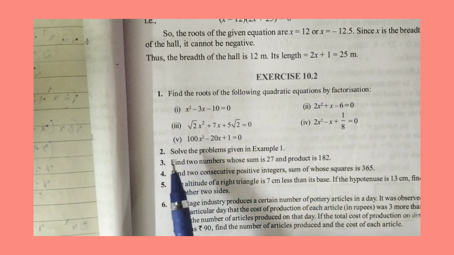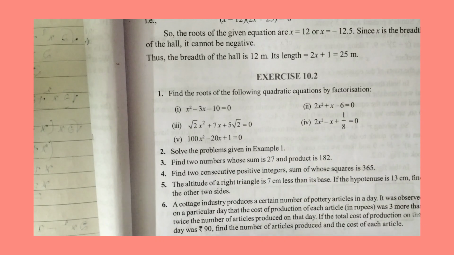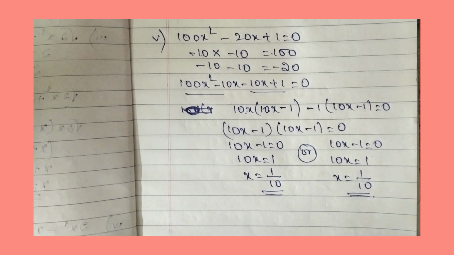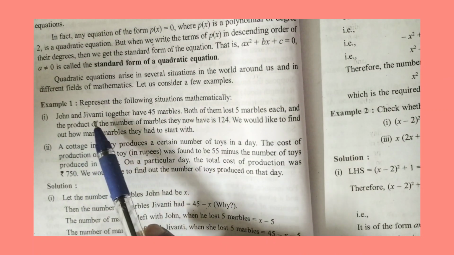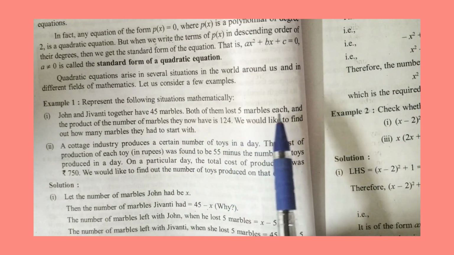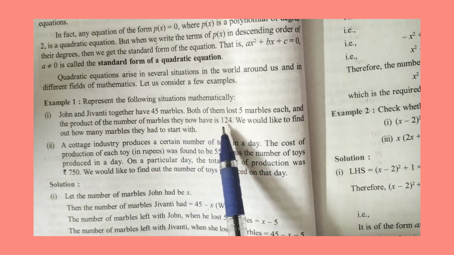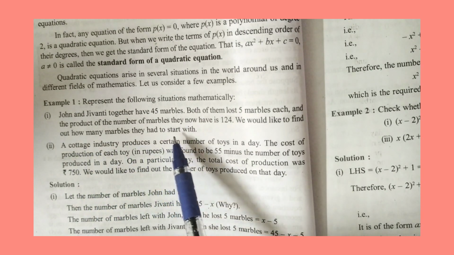Now let us move to question number 2. In question number 2, they have given: solve the problems given in example 1. So by seeing example 1, we have to solve it. What is the question given in example 1? John and Jivanti together have 45 marbles. Both of them lost 5 marbles each, and the product of the number of marbles they now have is 124. We would like to find out how many marbles they had to start with.